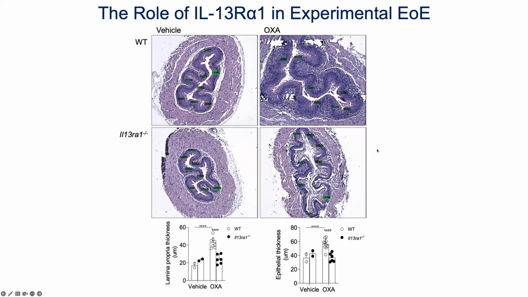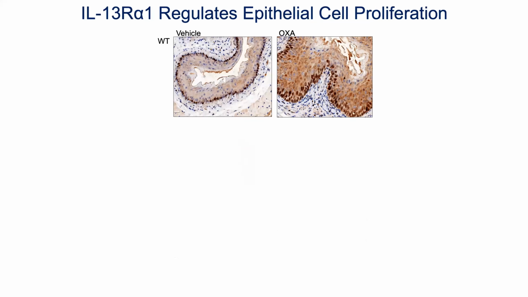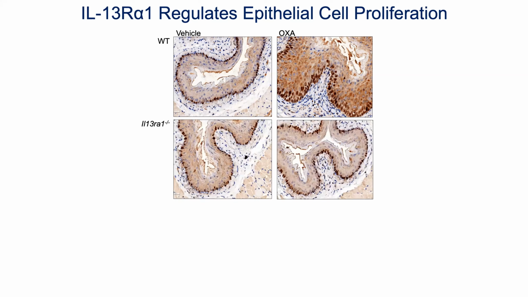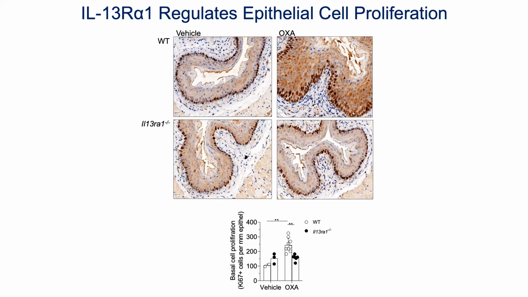This is again shown here in the photomicrograph and in the quantitative analysis below. They were also protected from basal cell layer proliferation, and the proliferation of the basal cell in these mice was just like saline-treated mice, as shown here in the picture and in the quantitative analysis below.